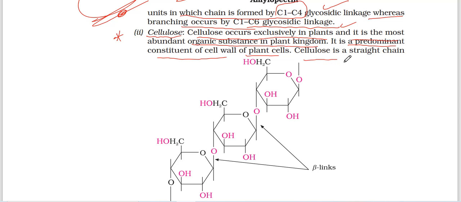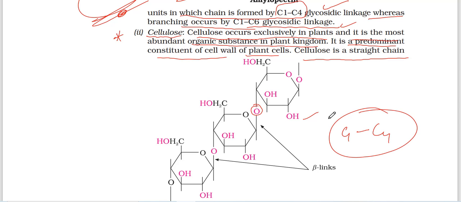Cellulose is a straight chain. So this is the cellulose structure, you can see here. These are beta links. Beta means the OH group is on the upper side. Here also C1, C4 linkage is there.